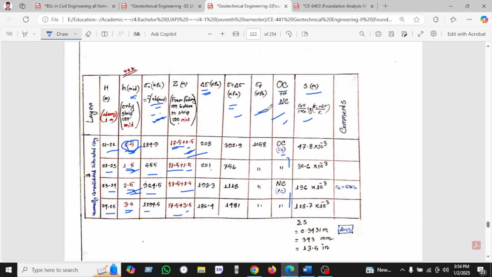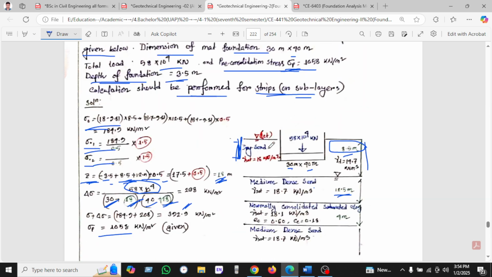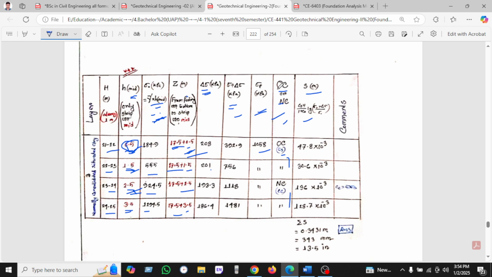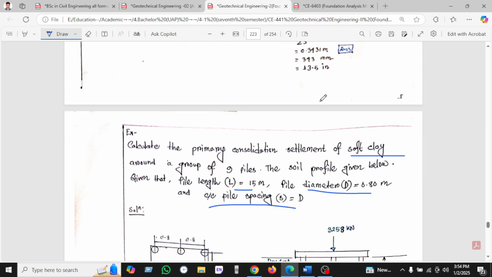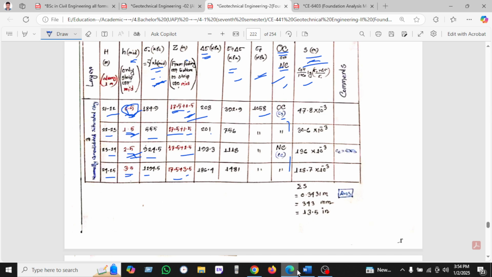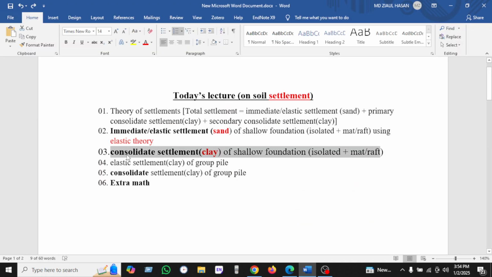In this way, sigma plus delta sigma. We have been seeing the pre-consolidation, which is given as 1058, and the normal consolidation and over consolidation status is given here, and finally we will calculate the settlement. Okay, so I think the consolidation settlement is over.